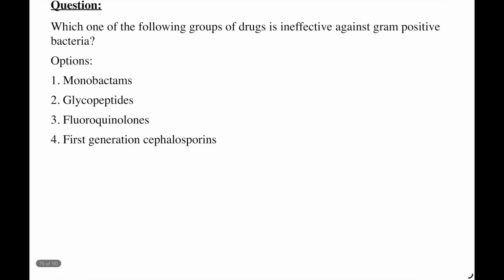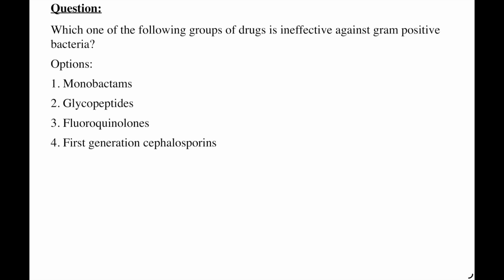Right? Now, which of the following group of drugs is ineffective against gram-positive bacteria? Now, we have 4 drugs here. Starting with monobactam. The classical drug for monobactam is aztreonam. This is active against only gram-negative bacteria. It is inactive against gram-positives. So the correct answer is monobactam, because it is active against gram-negative.